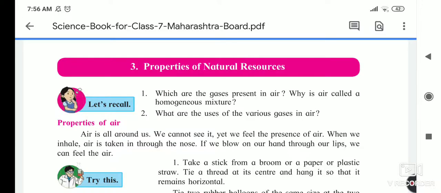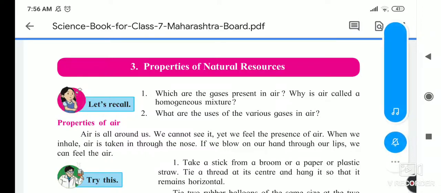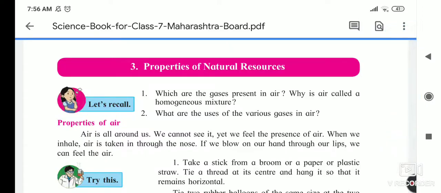With these, minerals, mineral oil, and metals are also natural resources. Ores of metals are natural resources. So in this lesson we will see the properties of some of the natural resources.